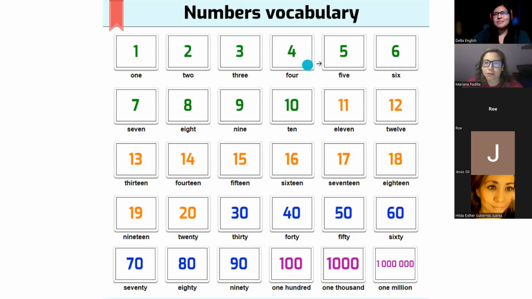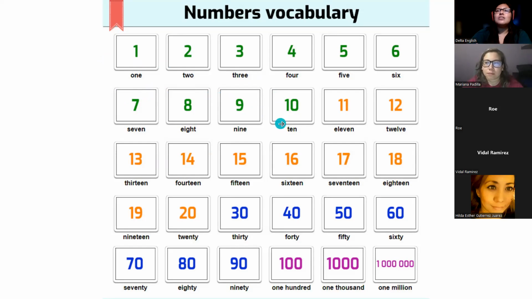4, 5, 6, 7, 8, 9, 10. Wonderful. So those are my basic numbers. Ya sabiendo esos números, puedo decirles un número de teléfono y puedo empezar a usarlos para construir números más complejos.